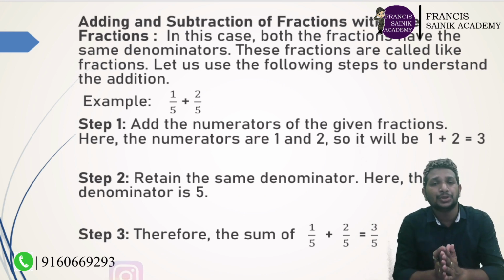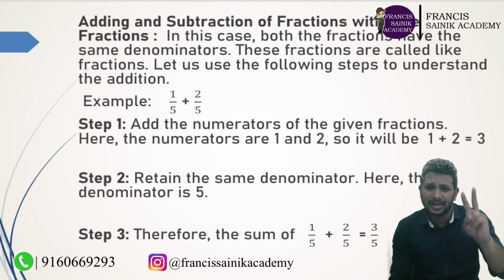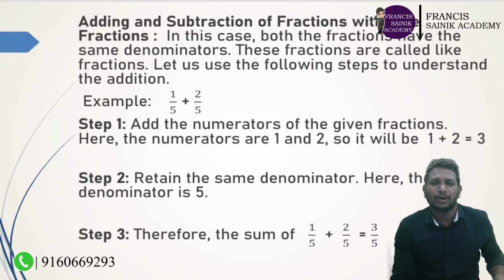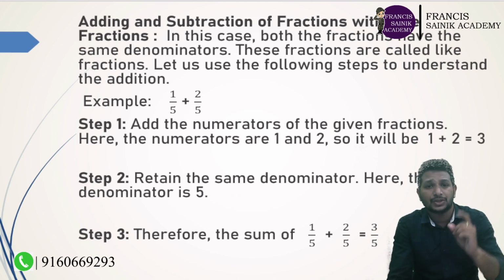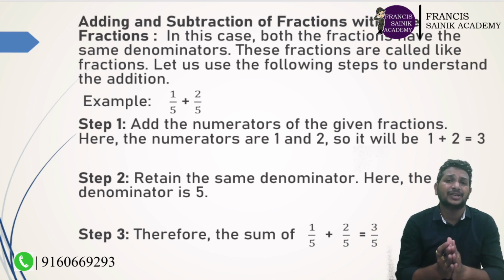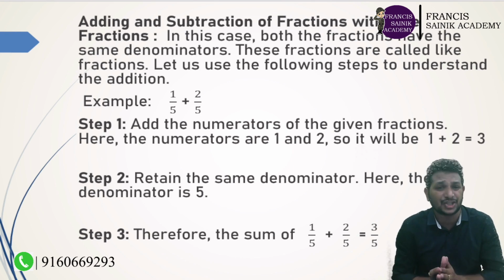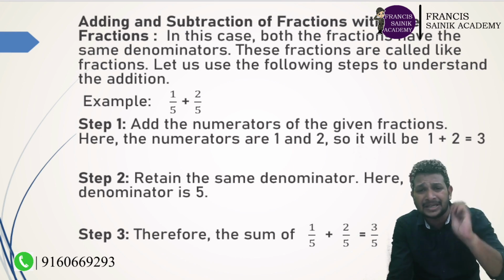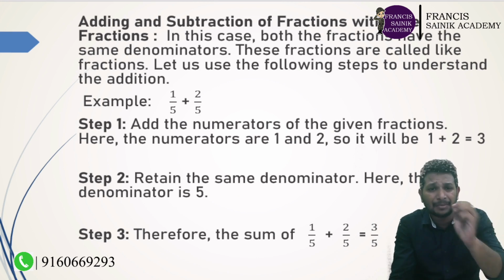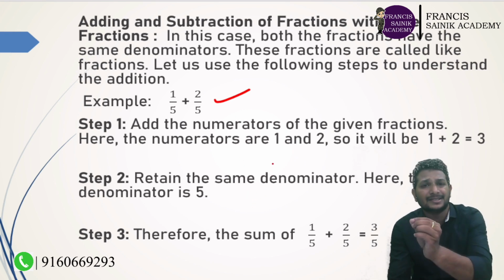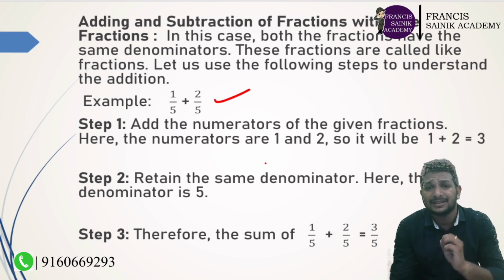So let's discuss how to do addition and subtraction for like fractions. In both cases it's the same, only the plus sign is for addition and the minus sign is for subtraction. What do we do when they give a like fraction? The like fraction is nothing but fractions whose denominators are the same. If you look at the example given here, 1 by 5 plus 2 by 5, both the fractions are like fractions, as the denominators are the same.